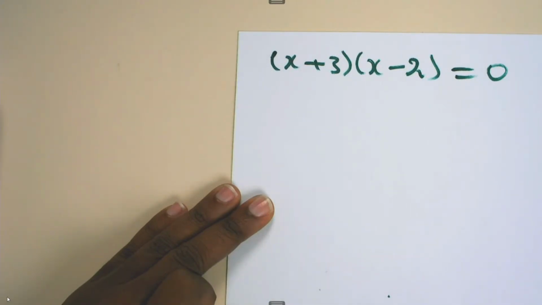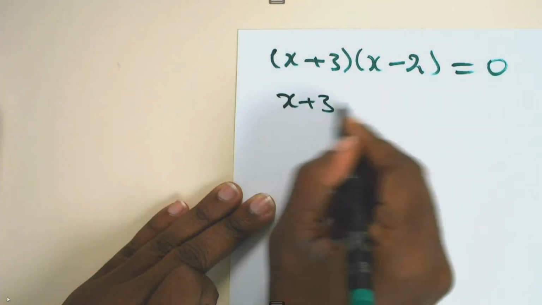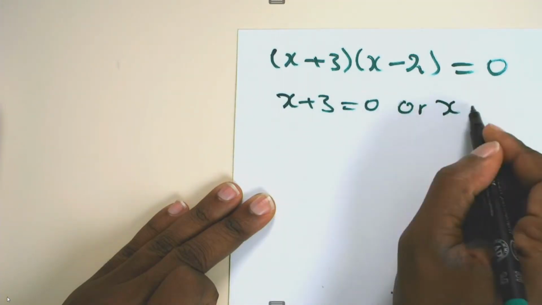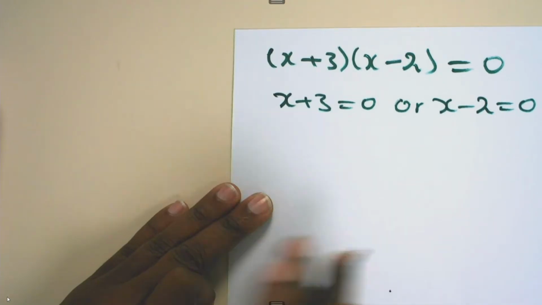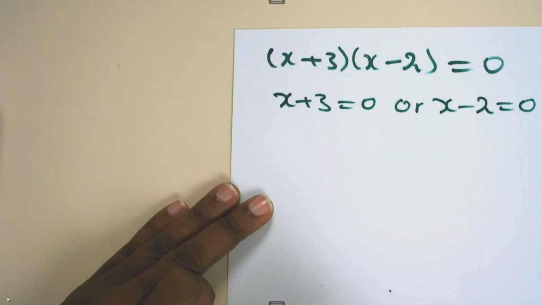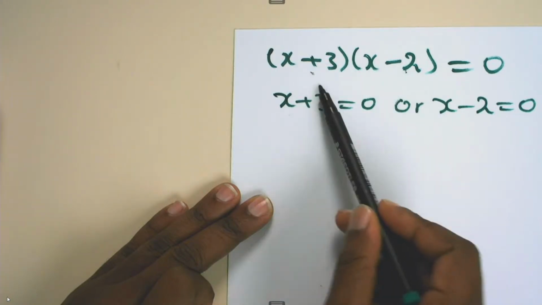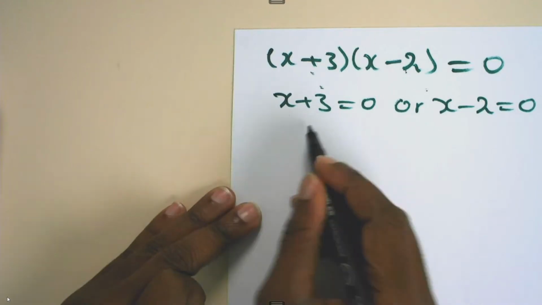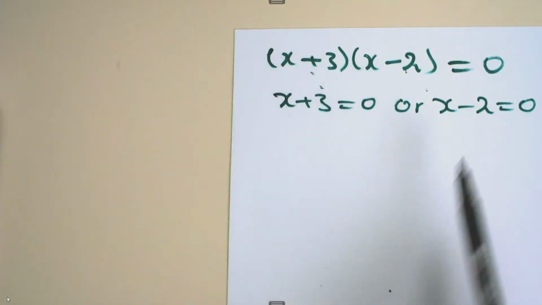So all that we need to do is just to equate x plus 3 to 0 or to equate x minus 2 to 0. You will see during the presentation why we must equate one of these factors to 0. I will explain it. And that's basically what you need to do if you are already having the factors.